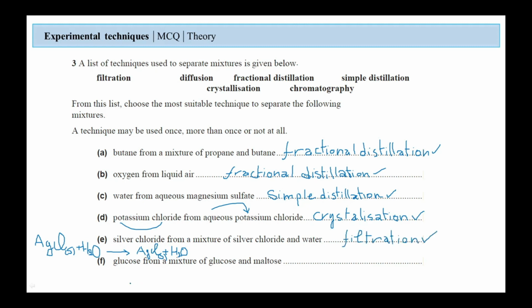And the last one is glucose from a mixture of glucose and maltose. And this one we will be using chromatography.